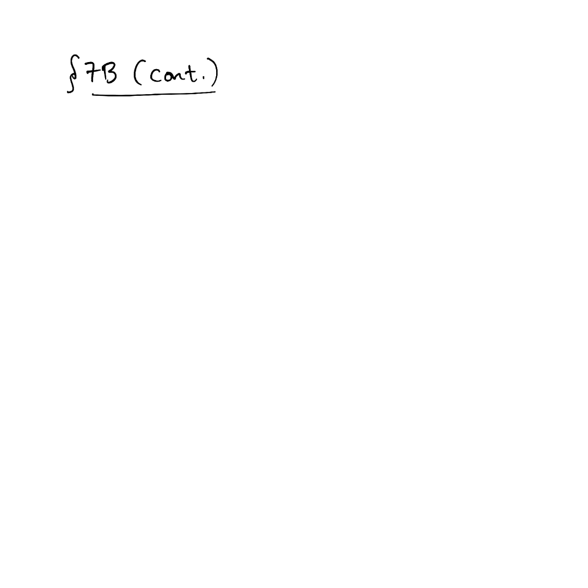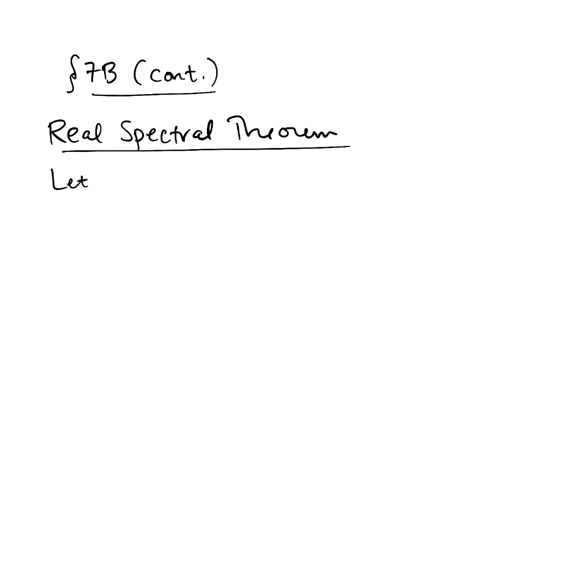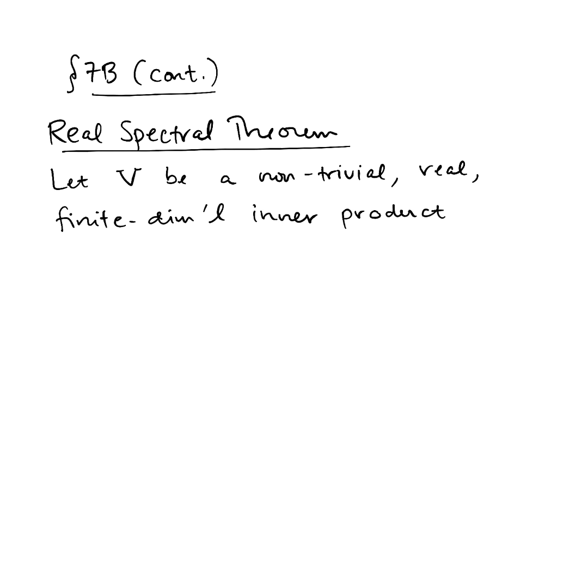Let's get started. Okay, so we're just going to jump right in. It's time. Let's state this theorem and let's work our way through the proof. Okay, so this is the real spectral theorem. Let's make sure we know the setting. Let capital V be a non-trivial, so it's more than just the zero vector, real finite dimensional inner product space. So we're pretty far down in there right now. This is a very, very specific setting in which the problem occurs.